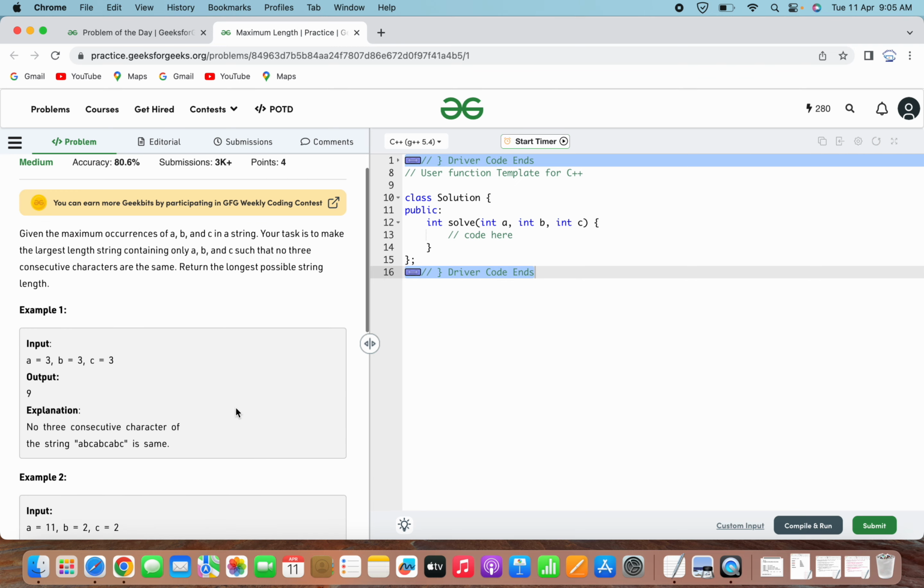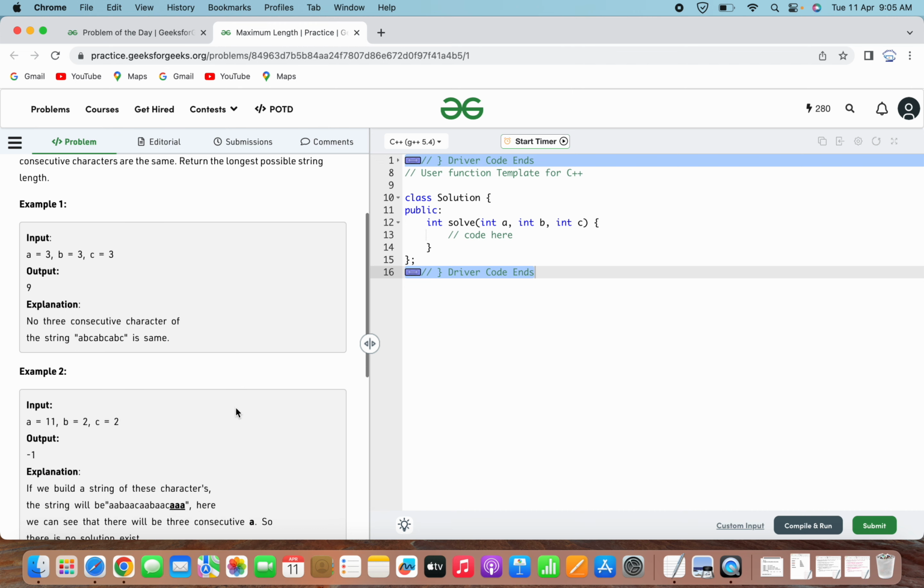So the problem statement asks us to return the longest possible string that can be formed using the characters A, B and C, and the occurrences of the characters are given in the input. We have to just take care of one condition, that no three consecutive characters are the same. Now let's go through and understand the given examples here.